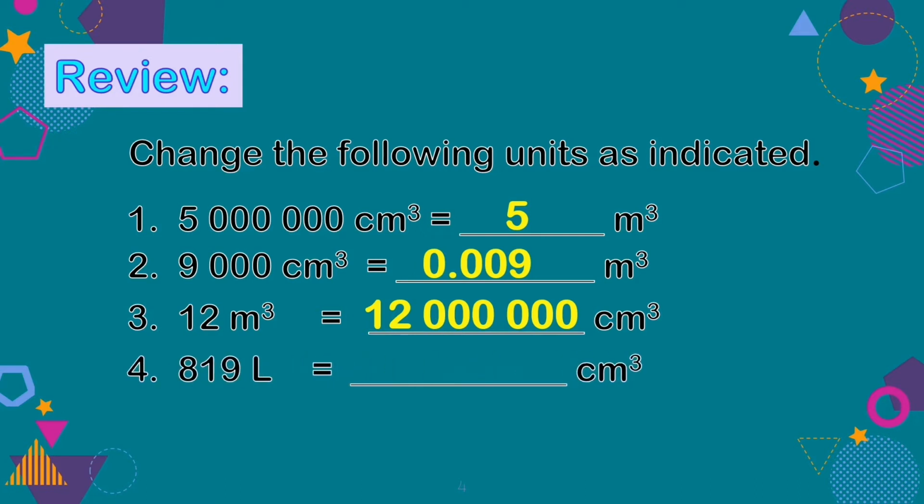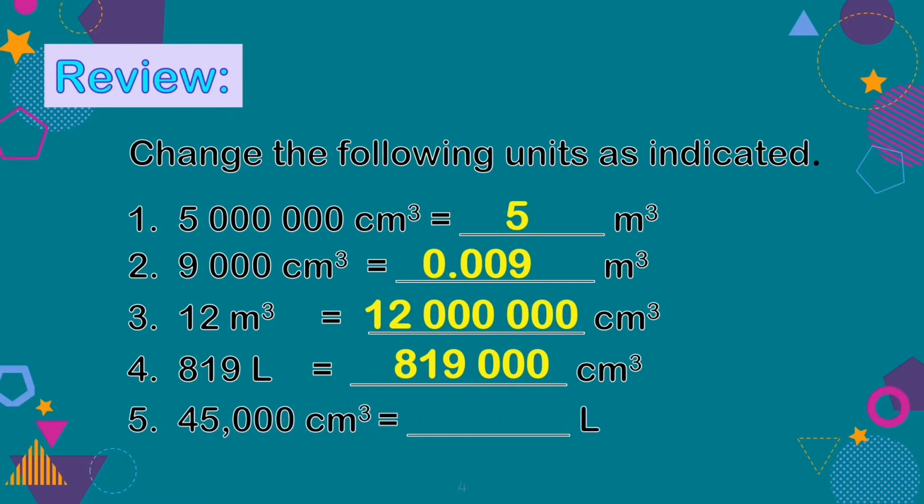How about number 4? 819 liters is how many cubic centimeters? Good job! It is 819,000 cubic centimeters. Number 5. 45,000 cubic centimeters is equal to how many liters? Good job! It's 45 liters.